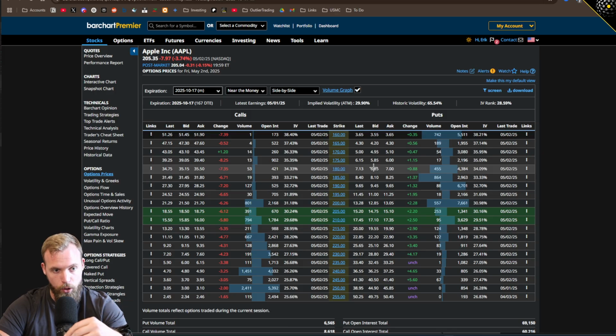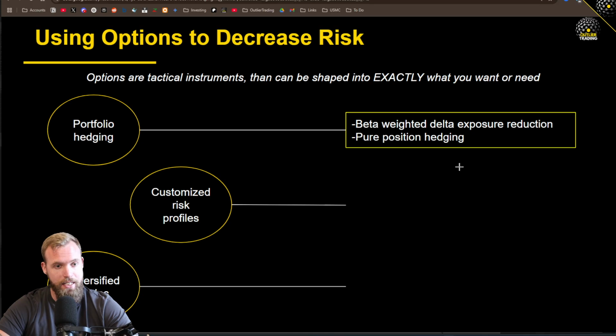So let's say Apple goes down. Your put value is going to go up. You don't have to get rid of your shares at that price if you don't want to. You could always just sell the put for a profit and keep your shares. And it's still going to be down in the near term, but it's a way to offset some of the risk in your portfolio. And as I mentioned, it is a pure hedge, very different than a lot of others.